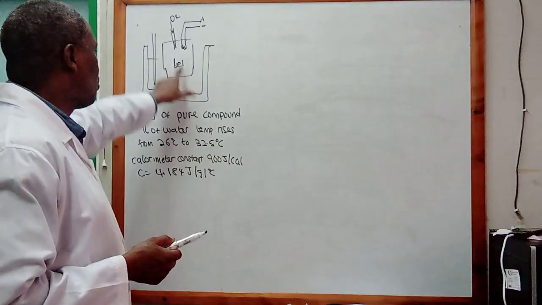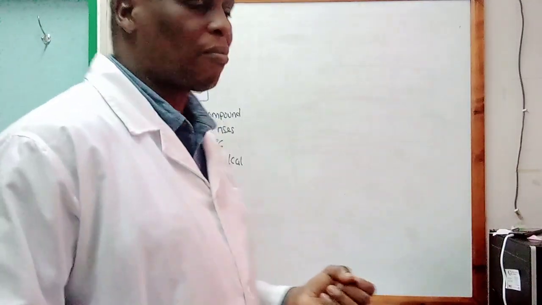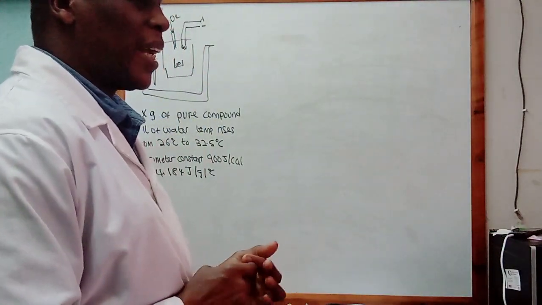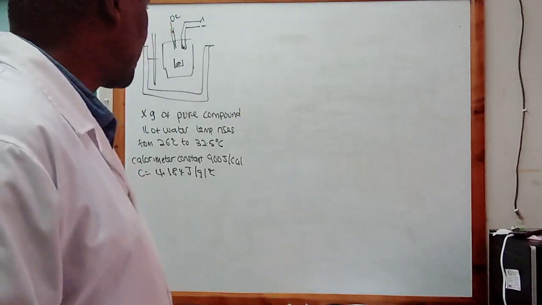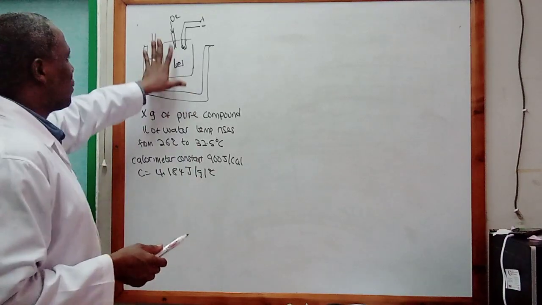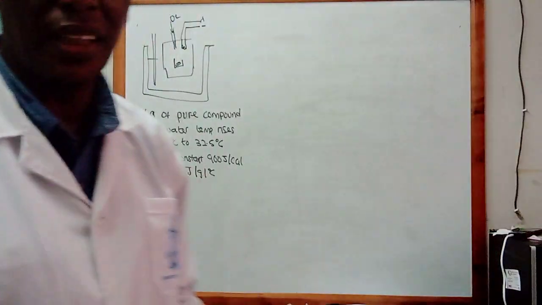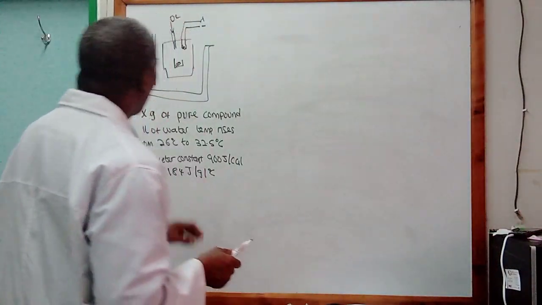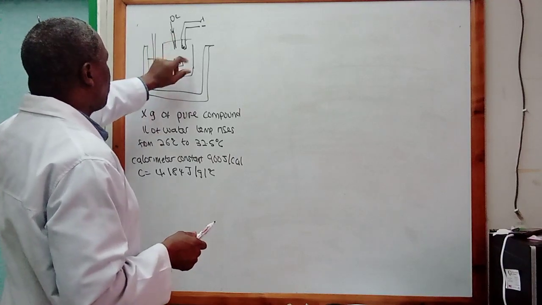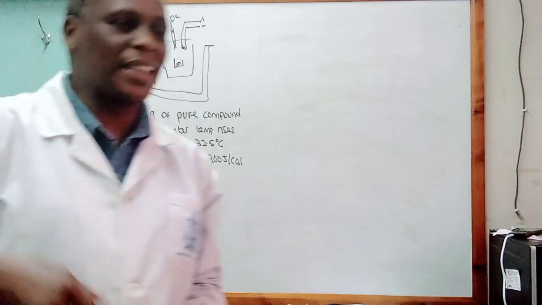So you put your compound in something called a crucible, which cannot be affected by sudden changes in temperature. It means that a crucible should be made of a substance like porcelain and the rest. This is just a typical example, but in your lecture notes you'll be able to see the exact setup for a bomb calorimeter. I just put it in a simplistic way, but it has a way of putting in oxygen under pressure.